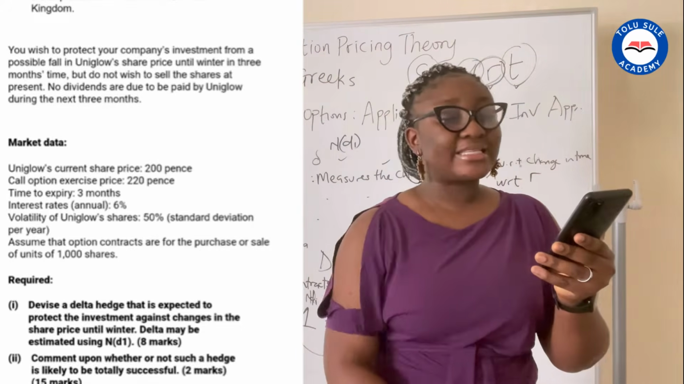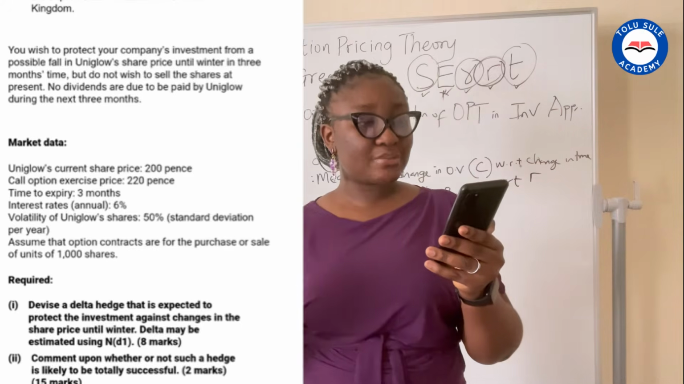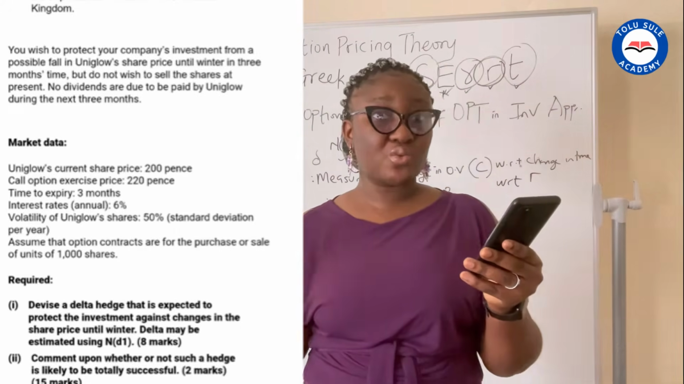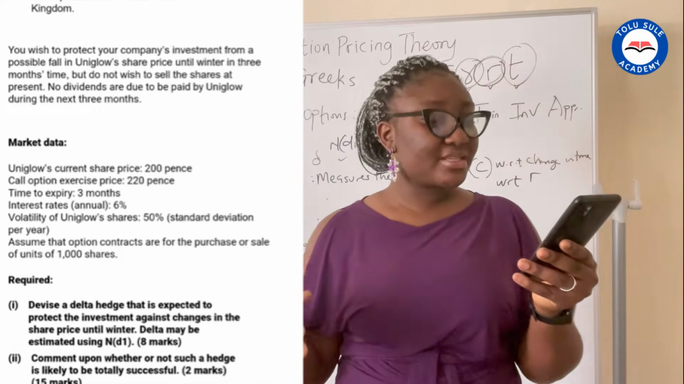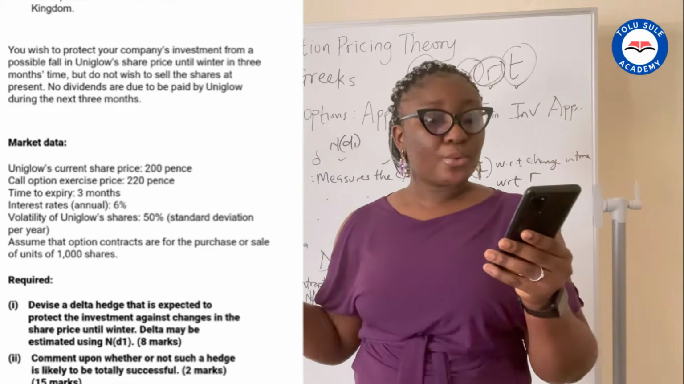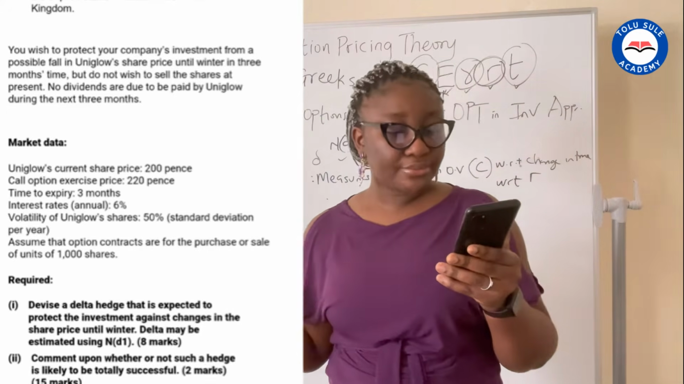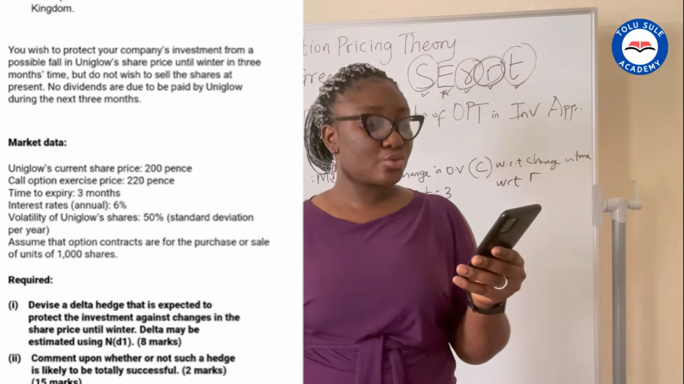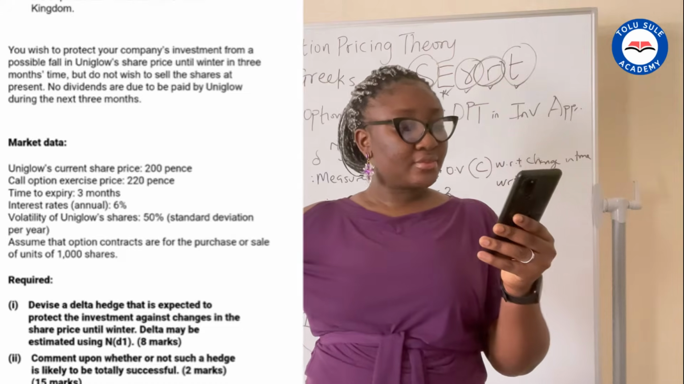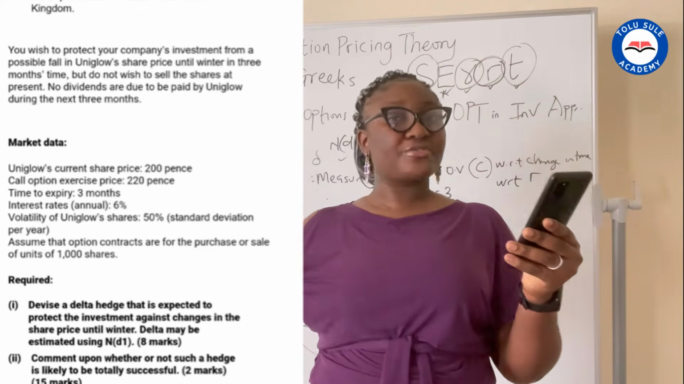Required: one, devise a delta hedge that is expected to protect the investments against changes in the share price until winter. Delta may be estimated using ND1. That's 8 marks. Then number 2, comment upon whether or not such a hedge is likely to be totally unsuccessful. That's 2 marks. So plus the A part, where you explain delta, and this part, it's all 15 marks.